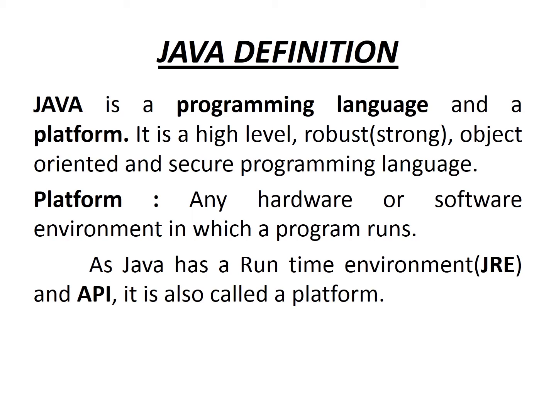Now what a platform is. A platform is any hardware or software environment in which a program runs. As Java provides us with a runtime environment, that is JRE, and API, that is Application Programming Interface, it is also called a platform. Means as Java provides us environment or the area where we can develop our programs or applications or softwares, so it is also known as a platform.